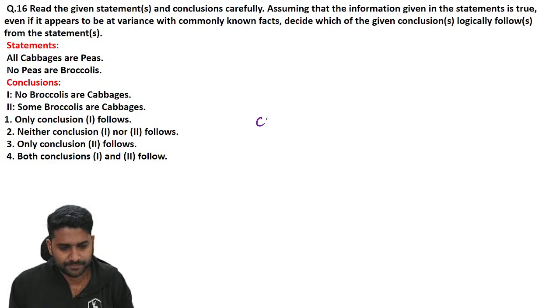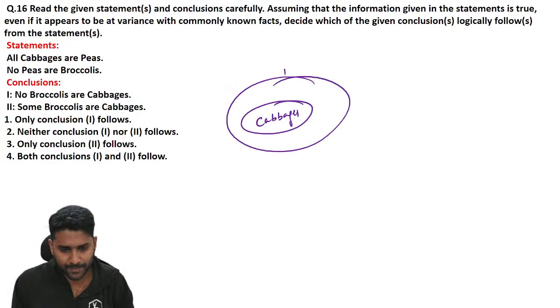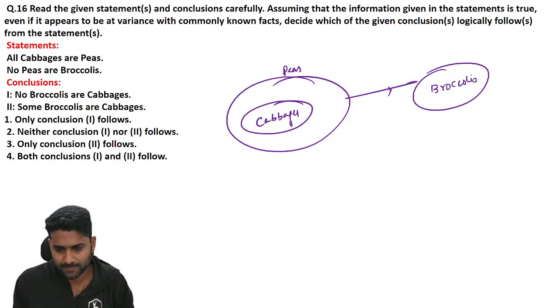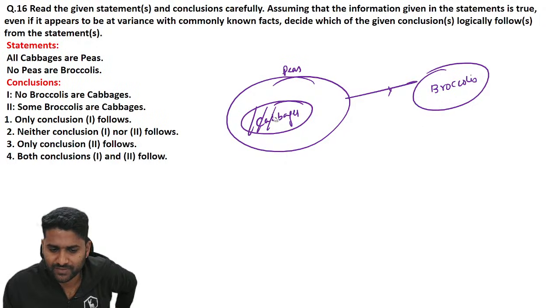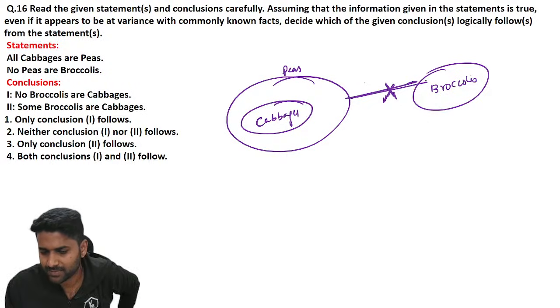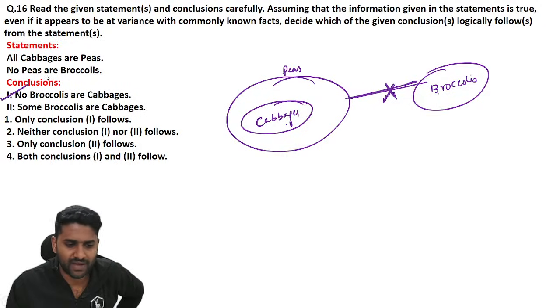Now see here: all cabbages are peas. No pea is broccoli. Now the question: conclusion 1, no broccoli is cabbage, is absolutely good. Why? Because the statements themselves clearly mention that you cannot merge any elements of peas and broccoli. So how can we assume cabbage into broccoli? It's not at all possible. That's why no cabbage is broccoli is always a valid conclusion.